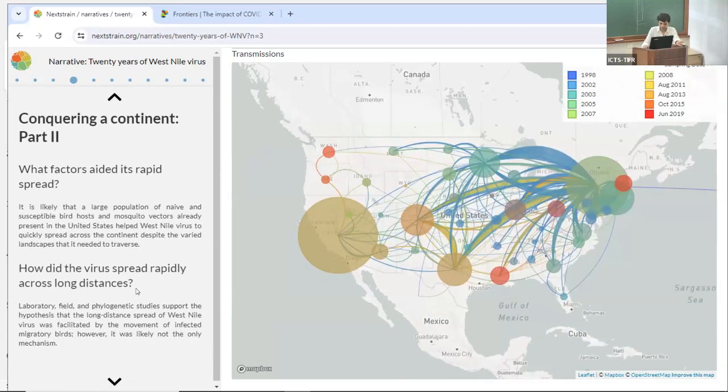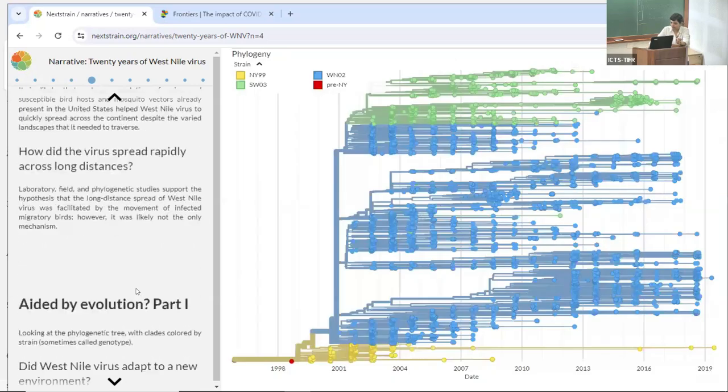What are the factors? It is likely the large population of naive and susceptible bird hosts. So when they looked, actually there were these vets in the zoo, the Bronx Zoo. They found that birds who had their origin in Africa or were brought from that region actually did not fall sick, whereas other birds were very susceptible. So in North America, there were a lot of susceptible birds. That was the first inkling that this was a sort of transported virus. And the virus then spread basically mostly by infected migratory birds, but probably there were other mechanisms as well.